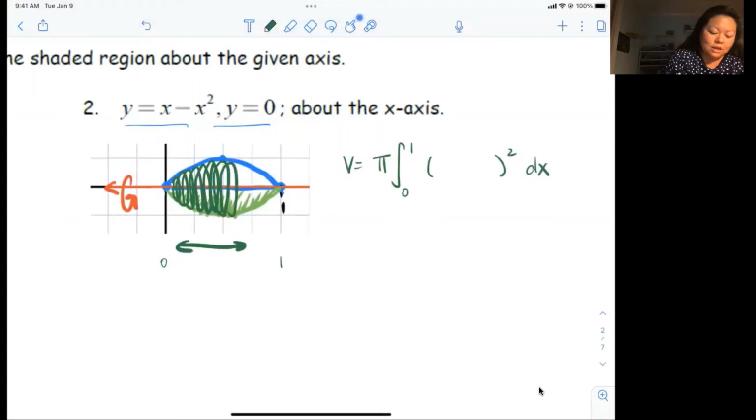What about my radius? Well, how high up is my circle going? I'm going up until I hit this line. This line is my equation. So your radius is x minus x squared.